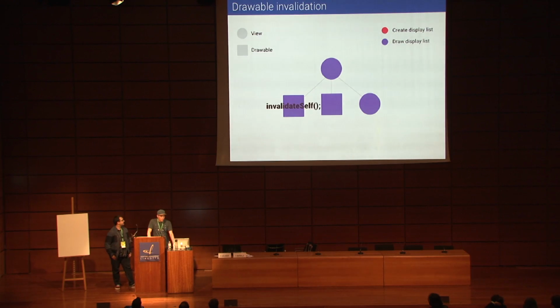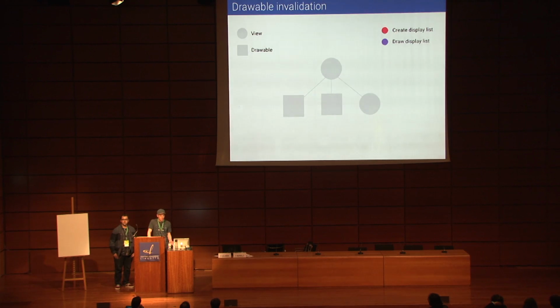Now, what happens when we call invalidate self on this view? Say it's an image and we change the icon. It invalidates this host, meaning next time we draw this hierarchy, we will need to recreate the display list of the host. This involves calling draw on both those drawables.